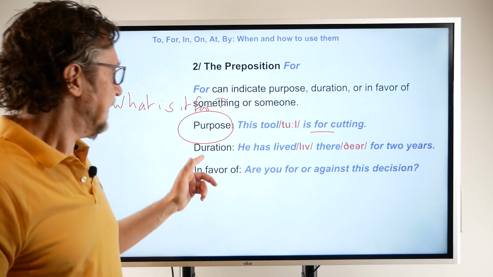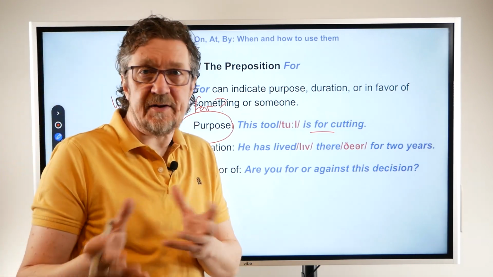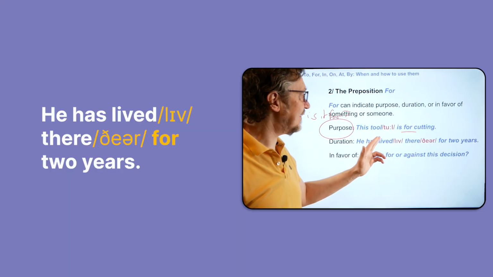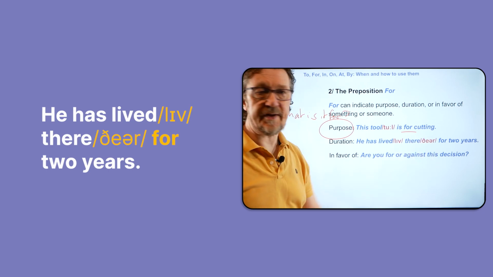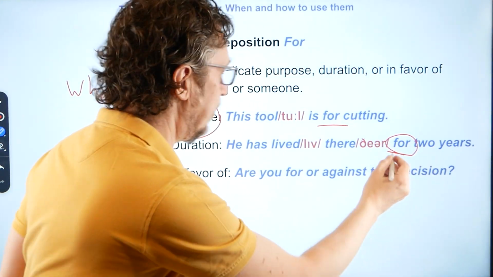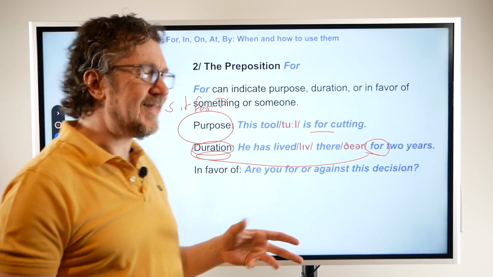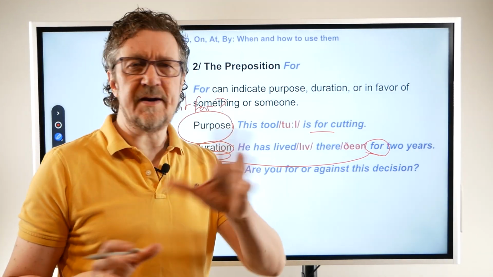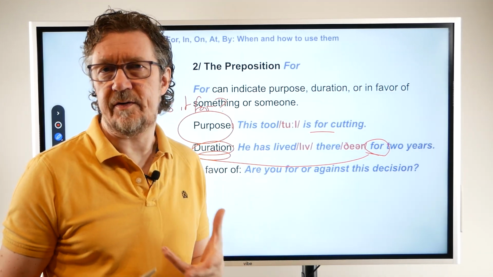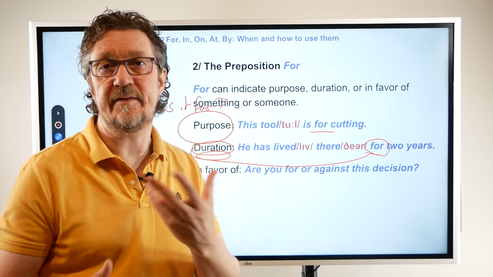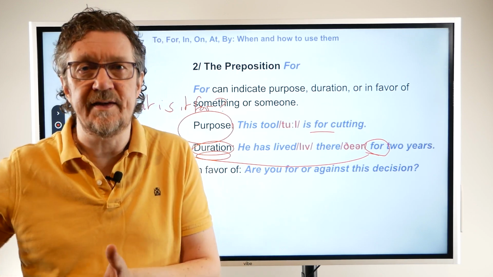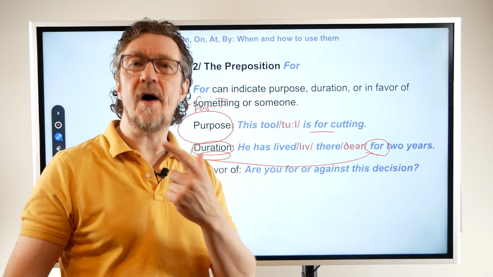It's for cutting. Duration. Okay, so I've been doing something for a certain amount. He has lived there for 2 years. So here, for is the duration. Okay, for 2 years. Right, this is something that many of you have probably used in your more basic English when you start to speak. I have lived there for this long. And now you can kind of see why you use it.